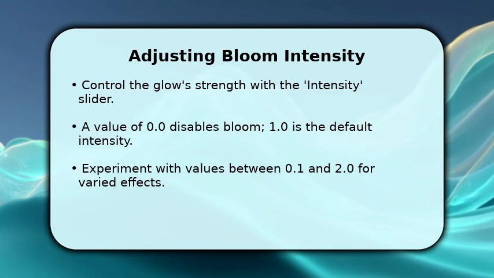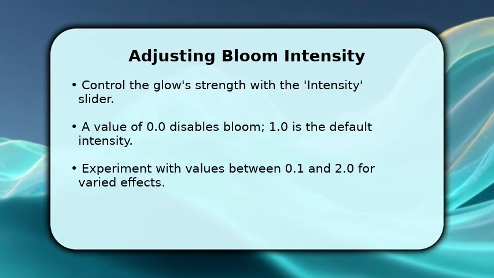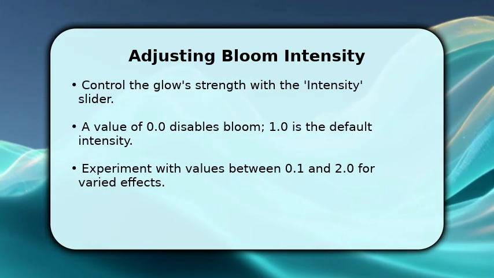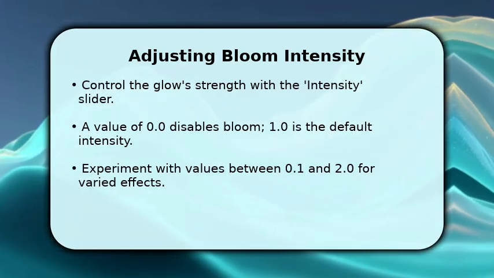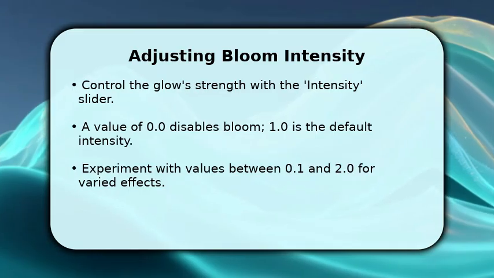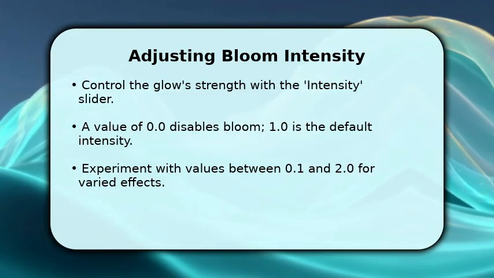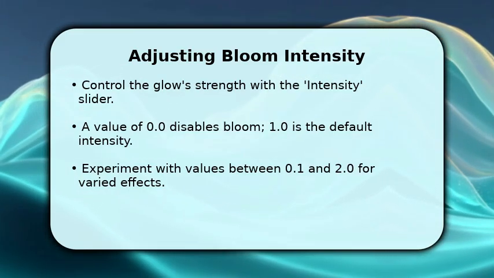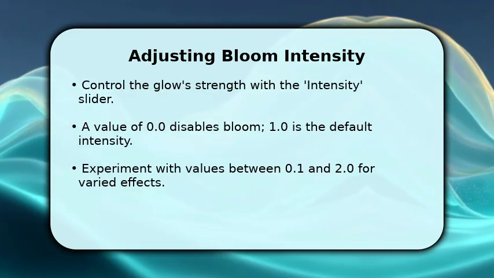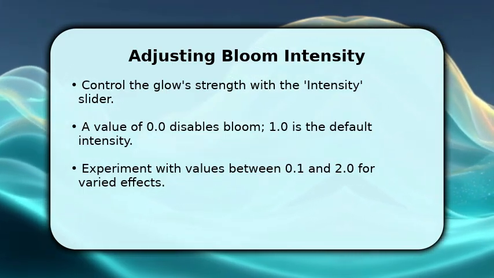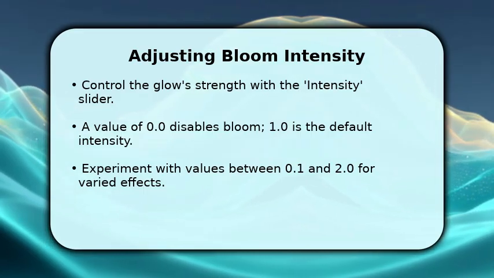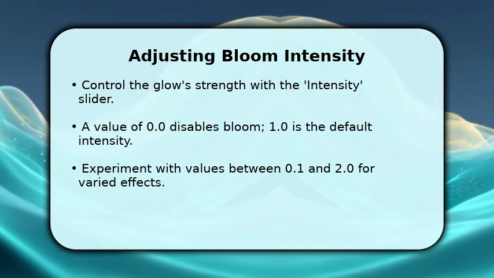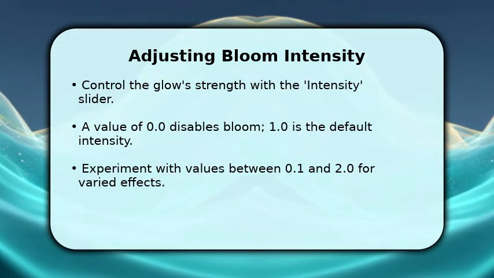Once Bloom is enabled, you'll find several parameters to fine-tune its appearance. The intensity slider is crucial, determining how strong the glow effect will be. A value of 1.0 is the default, but you can increase or decrease it to suit your scene. Try values like 0.5 for a subtle glow or 2.0 for a more dramatic effect. This gives you precise control over the visual impact.